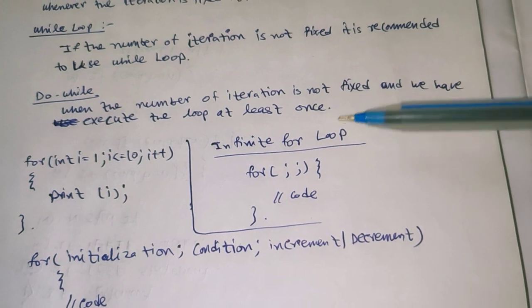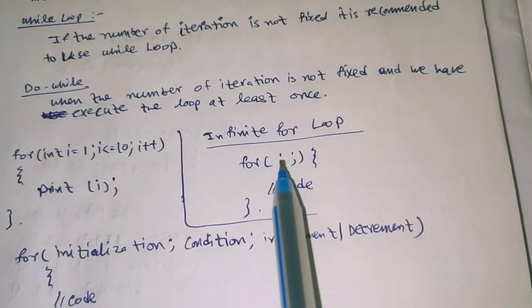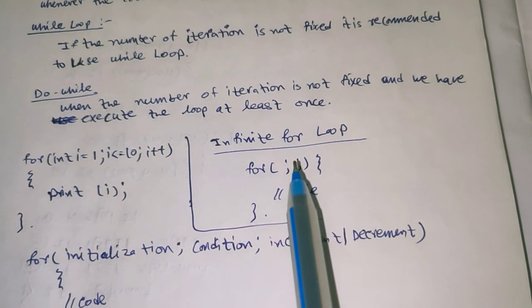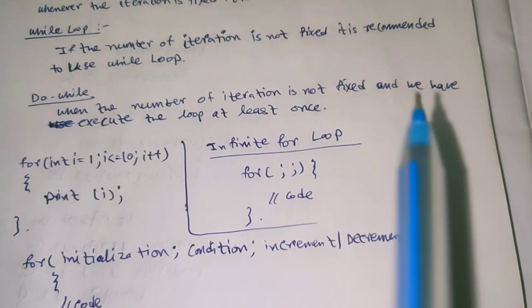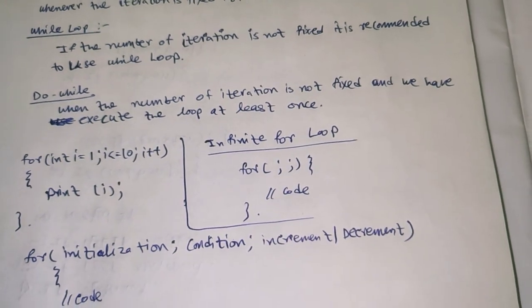What is an infinite loop? Whenever the condition is not mentioned, suppose only the semicolons are there, for the three fields two semicolons are there, this is our infinite loop.